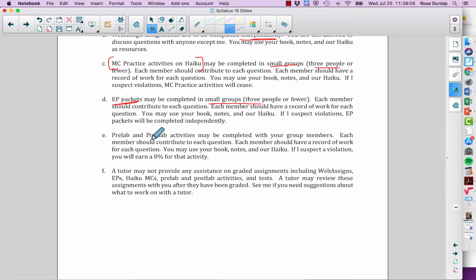And pre-labs, post-labs, obviously, you'll have whoever is your lab partner or your lab group, and that's who you can work with. If you are going to get a tutor, they may not provide assistance on any graded assignments. They can go over them after you've done them. So if you are going to use a tutor and you are looking for what to work on with them, see me and we can talk about what you guys could work on together that would be helpful and doesn't violate the honor code.